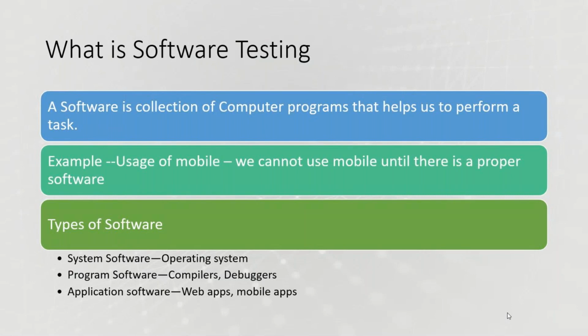As technology has developed, we got so many apps. For each and everything, we have different apps. So those apps, that software, is called application software, and examples of application software are web apps and mobile apps. Okay. This is just a quick recap that we are doing, okay?